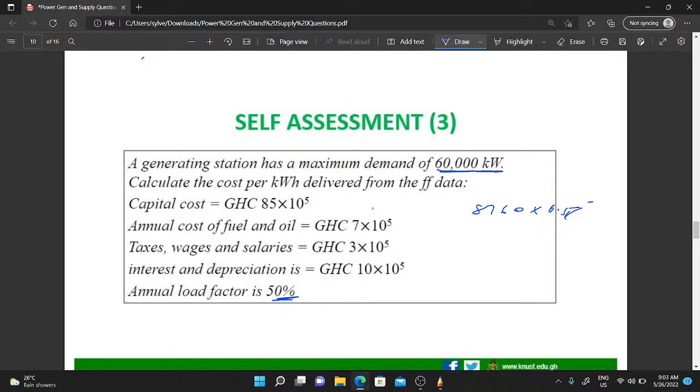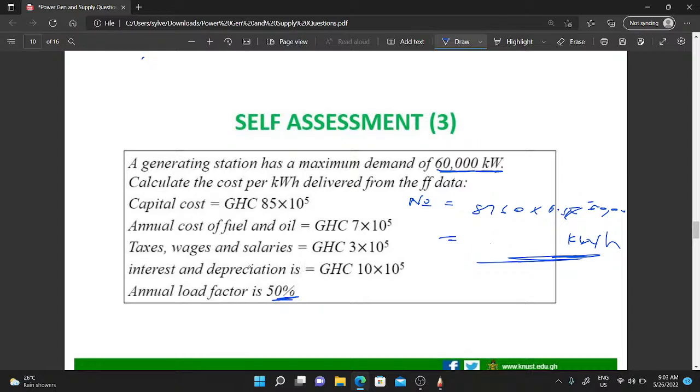So these are the number of units: 8760 times 0.5 times the maximum demand of 60,000. That gives us the number of units in kilowatt-hours. Now that we have this, we have to find the total cost.